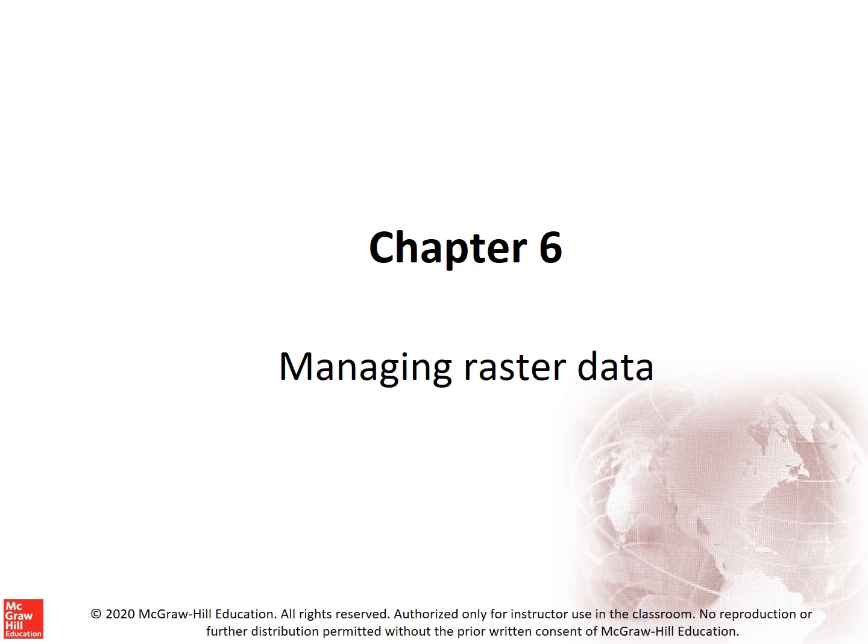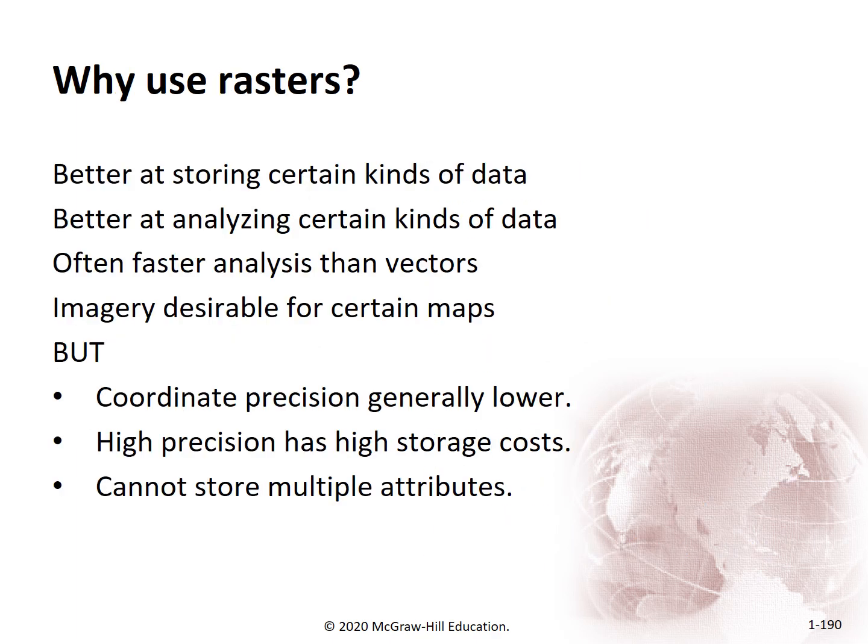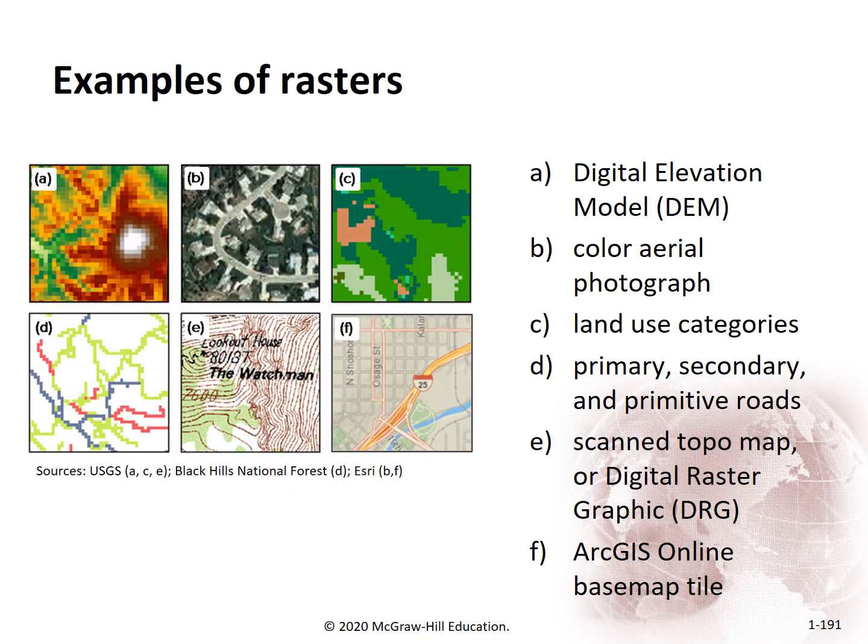Raster data. Oh, how we love raster data. Pixels and cells, same thing. They're synonymous with one another. Why do we use it? Better for some things, faster for others. What are some examples? Here are some.